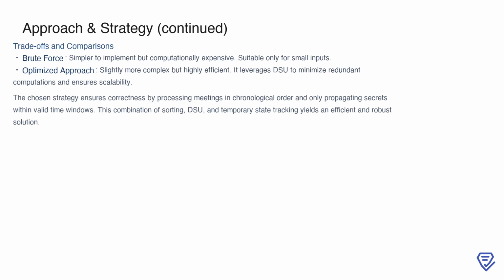Finally, let's compare the trade-offs between the brute force and optimized approaches. The brute force method is simpler to implement and may be appropriate for small inputs, but it becomes computationally expensive as the input size grows. On the other hand, the optimized approach is slightly more complex but significantly more efficient. By using a combination of sorting, DSU, and temporary state tracking, it eliminates redundant computations and ensures scalability. The chosen strategy guarantees correctness by processing meetings in chronological order and only propagating the secret within valid time windows. This makes it both robust and well-suited for larger datasets, providing a practical and efficient solution to the problem.